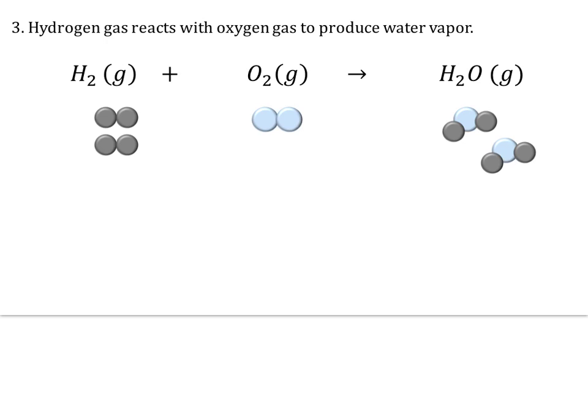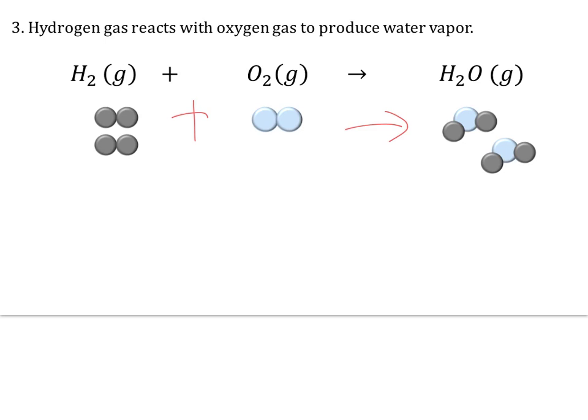So now on this slide, I've got a total of 4 hydrogen atoms on the reactant side. I've got a total of 2 oxygen atoms on the reactant side. And then on the product side, I again have 4 hydrogen, and now I have 2 oxygen. So we're in good shape. The law of conservation is now valid because I have the same total number of atoms of each element on both sides of the equation.